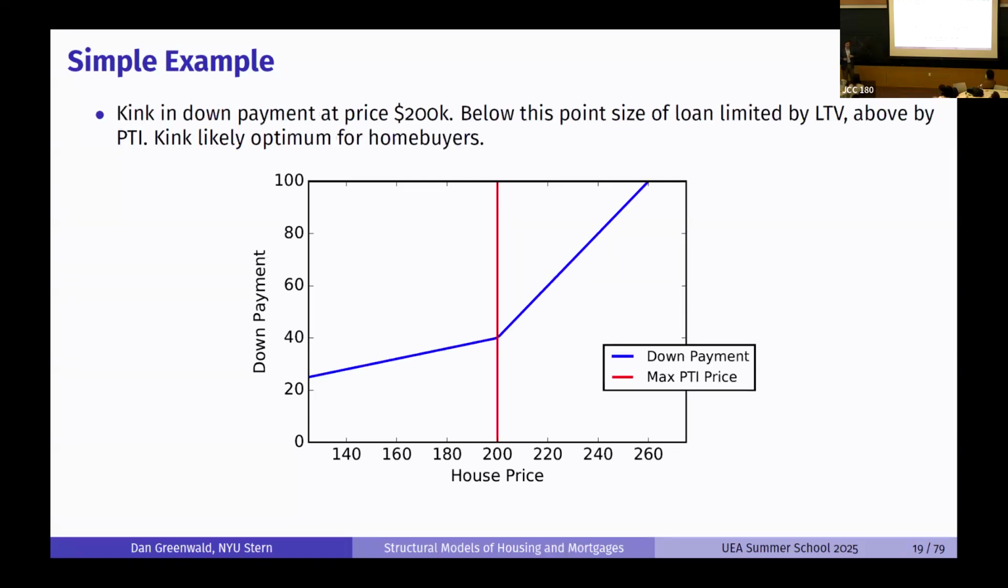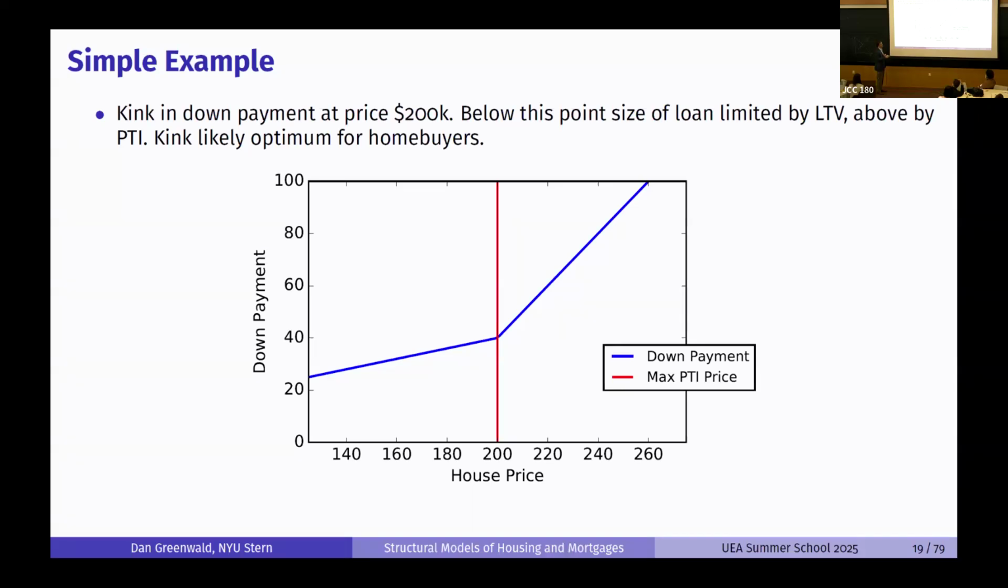It's special because it induces a kink in the down payment function. This is the amount of down payment you'd have to make on a house with this price. When the price is low enough, when your payment income limit isn't binding, then for every dollar of house you buy, you can borrow 80 cents, and you only have to put down 20 cents of down payment. That's what the LTV limit means. And so this line has slope 0.2.